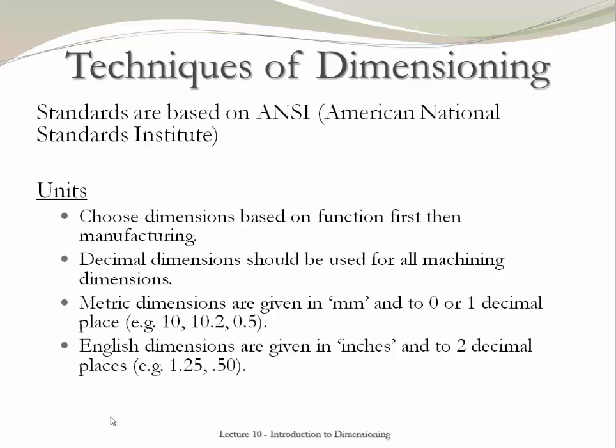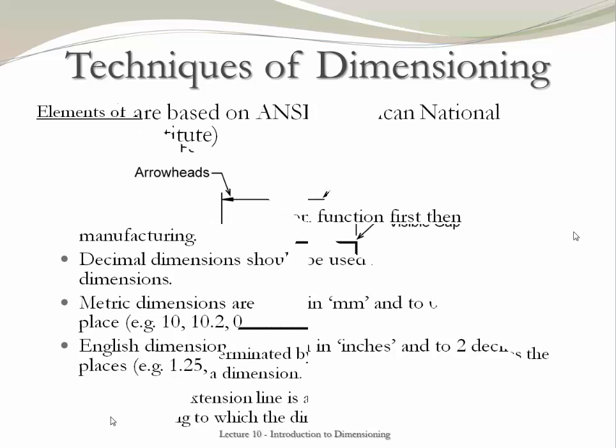Let's start with the units. The units are selected based on the function of the object and then by the manufacturing process. If you use millimeters, precision is usually given by 0 or 1 decimal places. If you are using inches, precision is usually given by 1 or 2 decimal places.